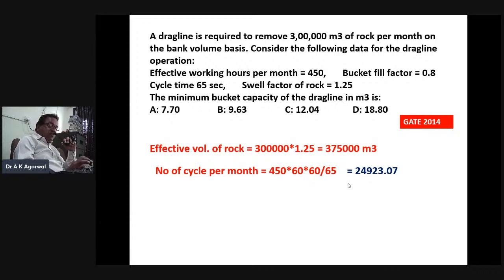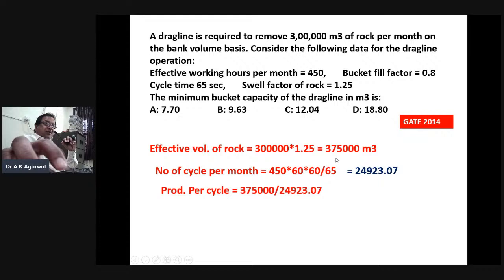In one cycle, how much will be the production? Production per cycle is 375,000 divided by 24923.07. So the production per cycle is equal to 15.046 meter cube. This is the production in one cycle.